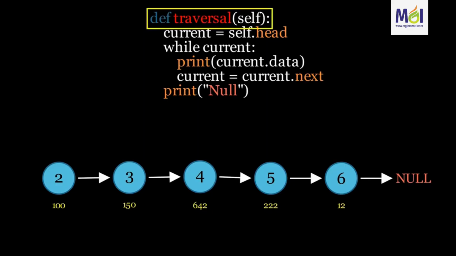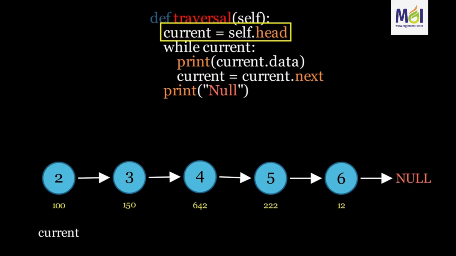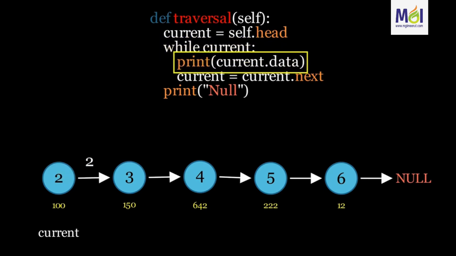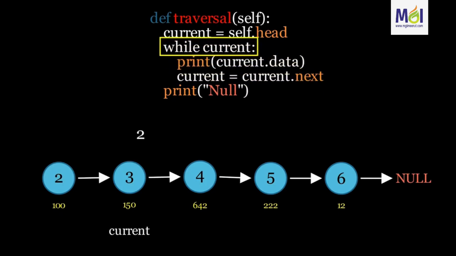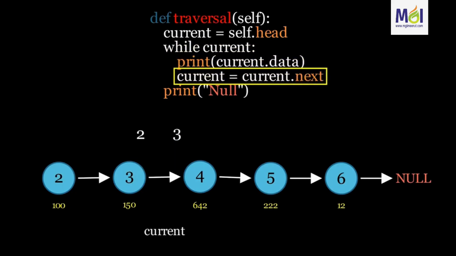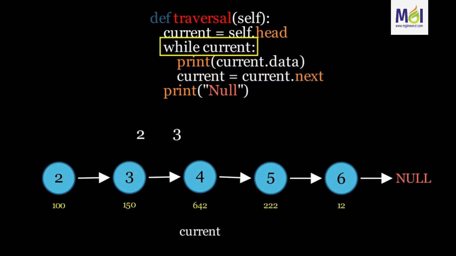We will define a function called traverse. Inside this function, we'll create a variable called current, initially set to the head node. We'll then run a loop with the condition while current is not None. In each iteration of the loop, we'll print the data of the current node and then move current one step forward by updating it to the next node. This loop will continue until current becomes None, indicating that we've reached the end of the list. And after the loop ends, it will simply print null to indicate the end of the linked list.